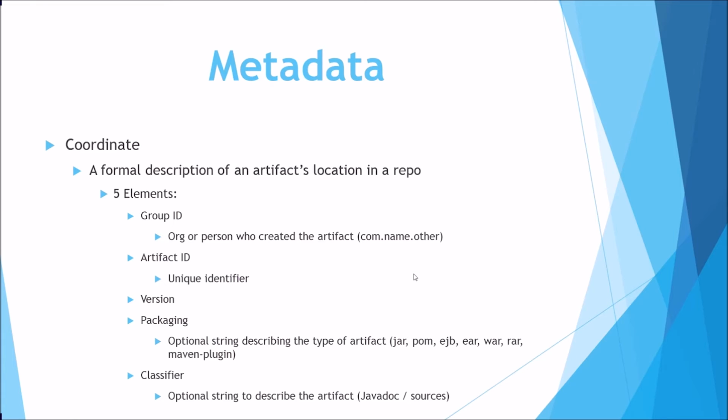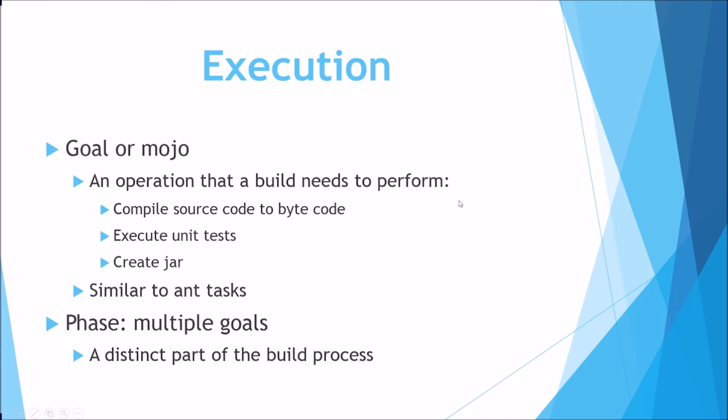Classifier is an optional description of an artifact. There's no default value, and I believe the 2 most common ones that are described in the documentation are javadoc and sources. Let's talk about executing a Maven task with goals or mojo. I'm not sure what the mojo thing is about. I saw it in the documentation.